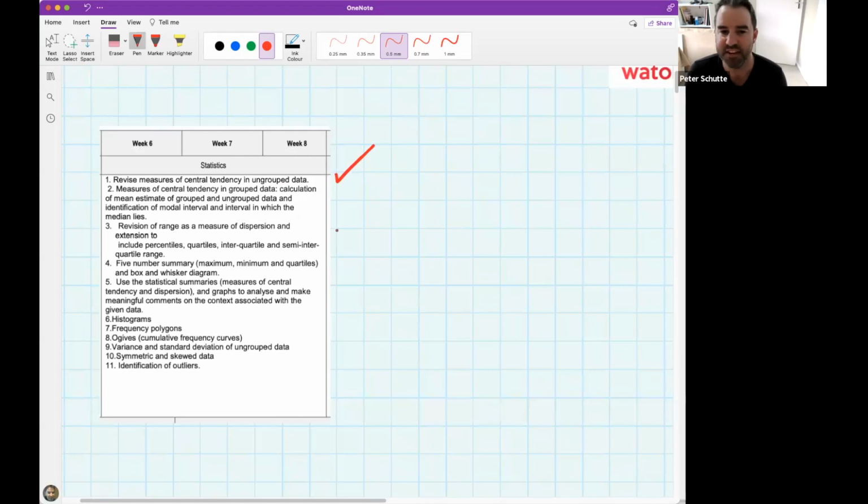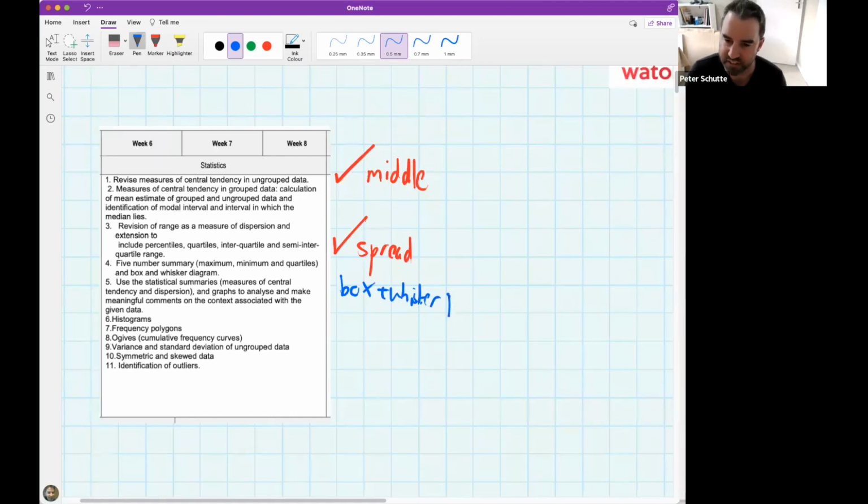The next lesson will be about something different. If the first lesson is about where is the middle of the data, the second lesson will be about how spread out the data is. So, how do we tell if something's very close together or spread out? And the third lesson is going to be about something called the box and whisker plot, which is like a graph that summarizes data.